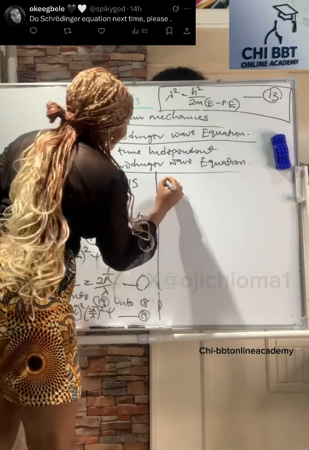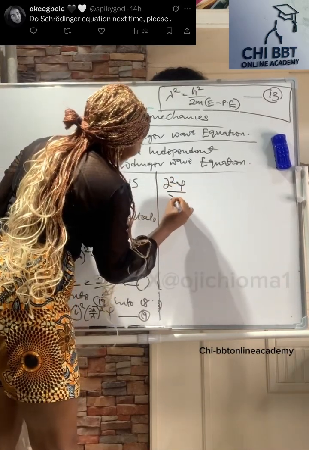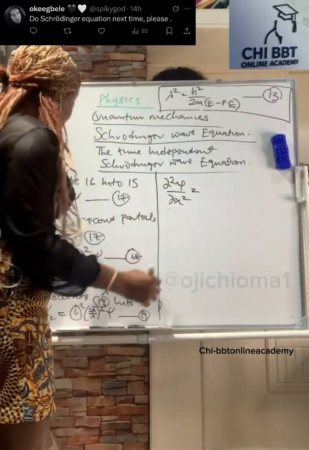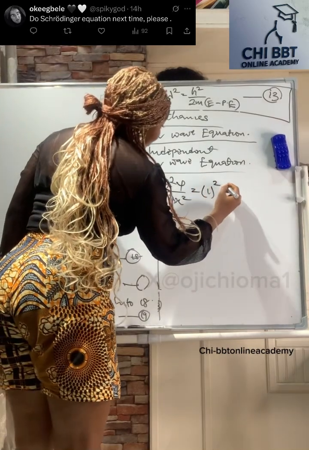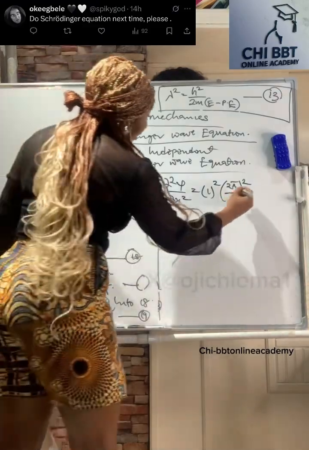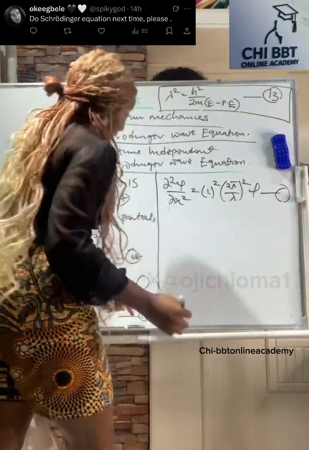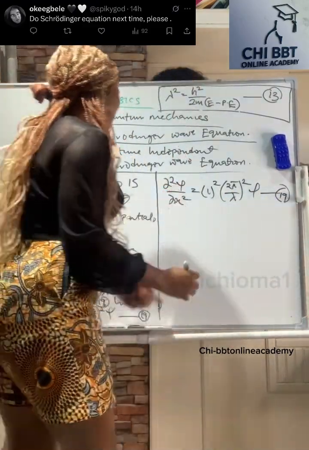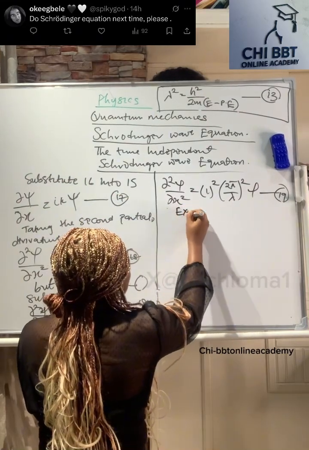Okay, bringing that equation 19: the second partial derivative of the wave function with respect to x equals i squared times 2 pi over lambda, all raised to power 2, times the wave function. This is equation 19. Let us expand it.